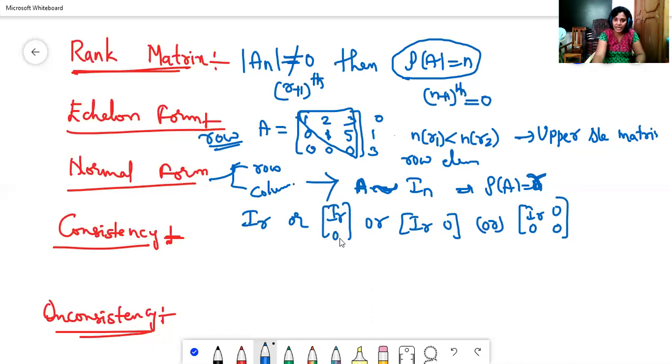Simply, that is the rth identity matrix. For the column form, the last row is the zero row. And here a zero column is there. Here a zero row and a zero column are there. This is Ir. It is also Ir only. It's I1. That's the thing. This is the normal form.